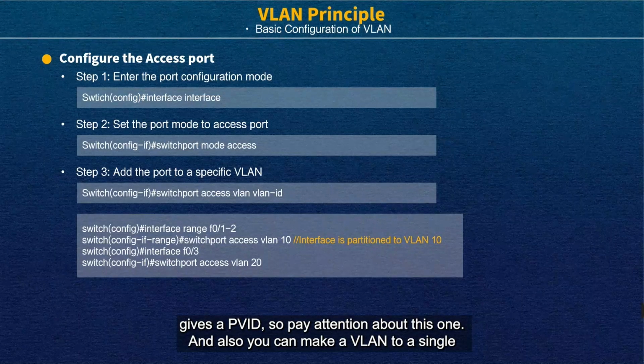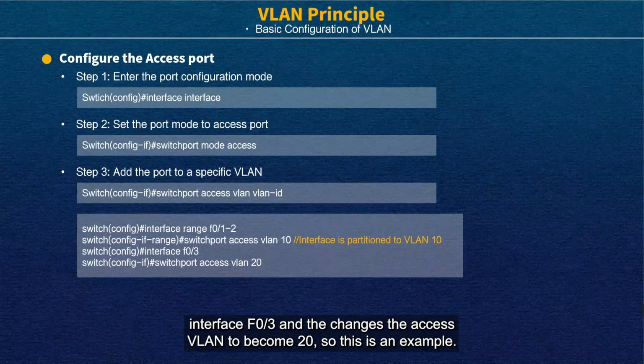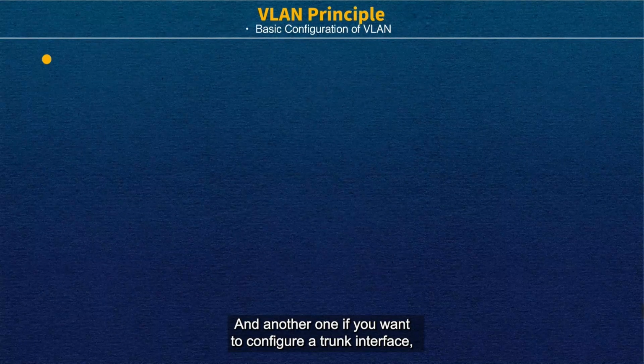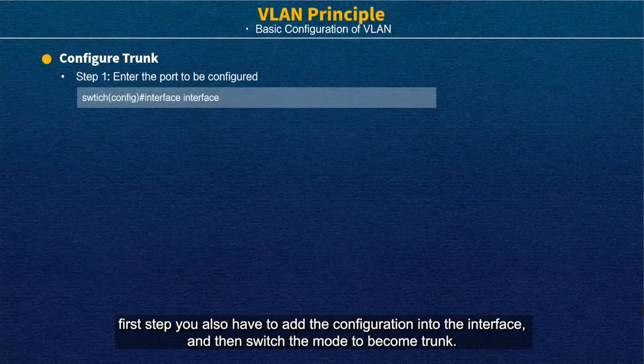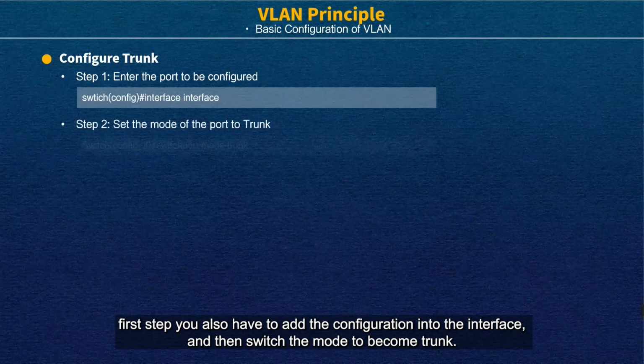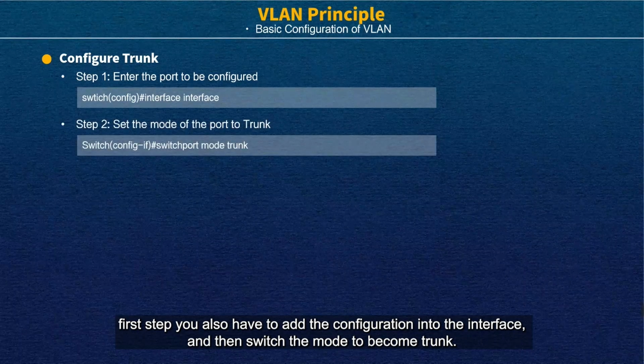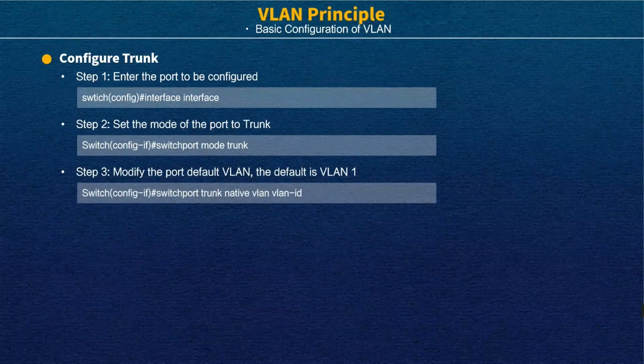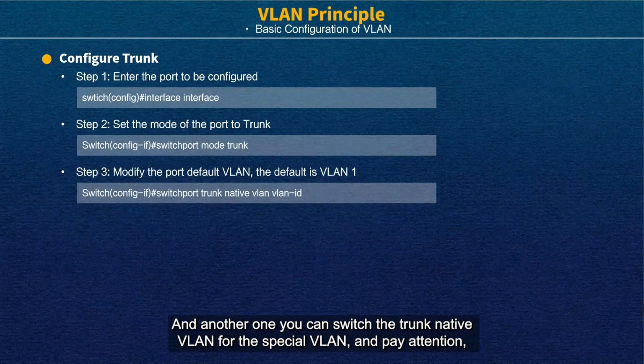And also you can add a single interface, interface 0/3, and change the access VLAN to 20. So this is an example. And another one, if you want to configure the trunk interface, first you also have to enter the interface, and then switch the mode to trunk. And another one, you can change the trunk native VLAN to a specific VLAN.